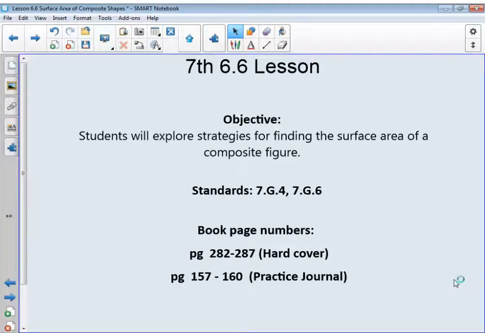Okay, this is 7th grade lesson 6.6. Our objective: students will explore strategies for finding the surface area of composite figures. The standard covered is 7.G.4 and 7.G.6. The page numbers out of the hardcover book are 282 through 287, and out of the practice journal, 157 through 160. Today we're going to be working with composite solids or composite figures.